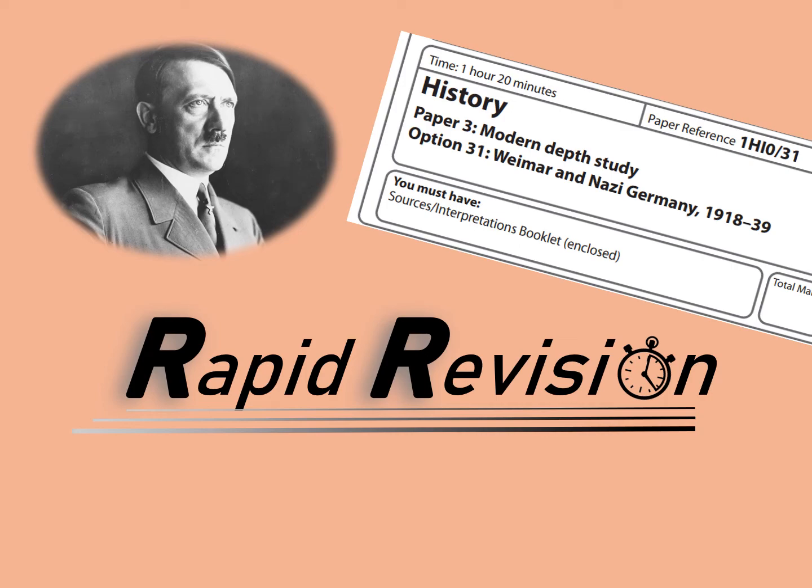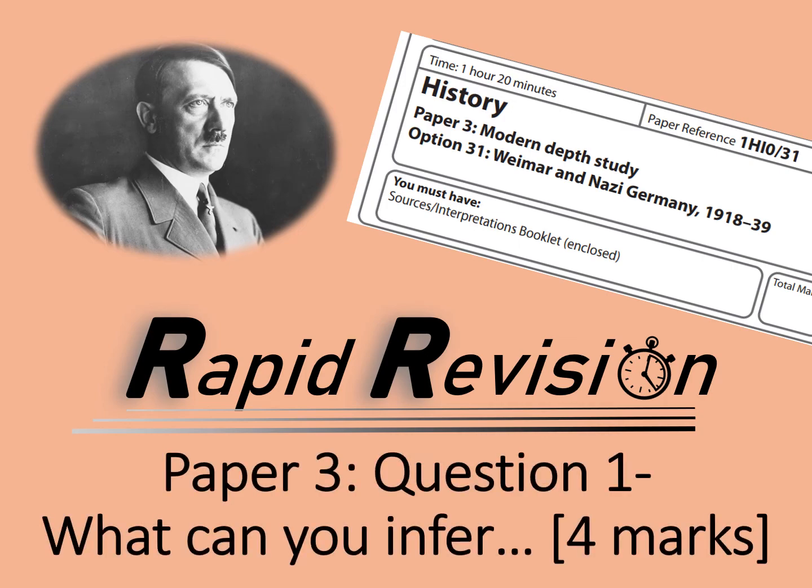Welcome to this rapid revision session looking at some exam skills for the Edexcel Paper 3. Question 1. What can you infer from a source? 4 marks. This video will be focused on the modern depth study Weimar and Nazi Germany 1918 to 1939.